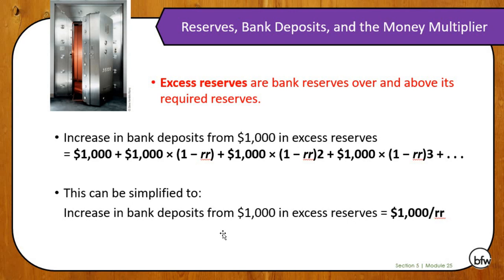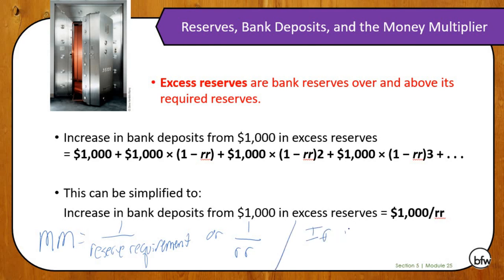So let me write this down here. The money multiplier, or MM, is equal to 1 over the reserve requirement. From this point forward, you'll see me write this as 1 over RR. So if the reserve requirement equals 10%, we would say that the money multiplier equals 1 over 0.1, which equals 10.